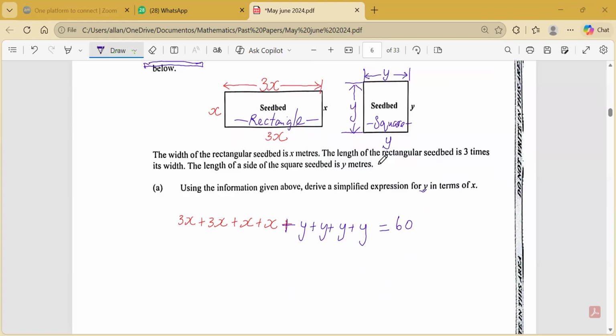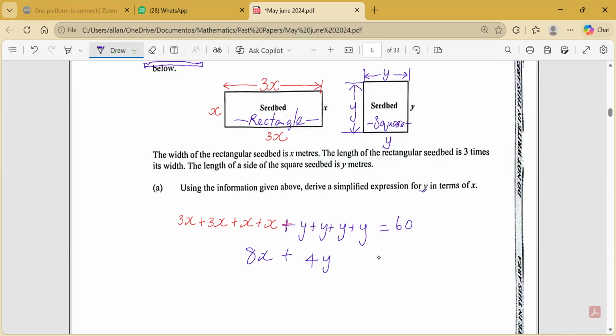All right. So if you do things in steps, 3x plus 3x is 6, plus x, that's 8x, plus 4y. And this is equal to 60. Now the question was to find an expression for y. If you're finding an expression for y, it means that you're finding y. 60 minus 8x.